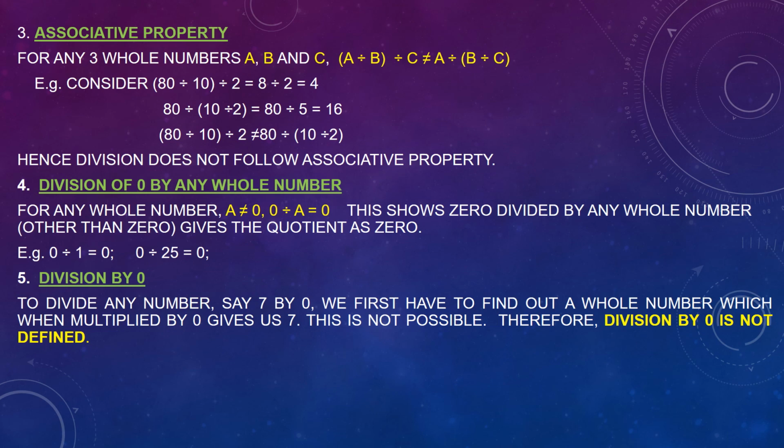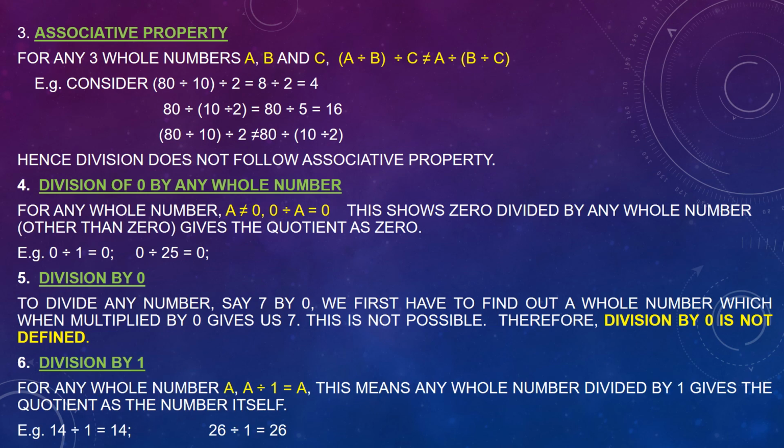Next property, division by 1. For any whole number a, a divide 1 is equal to a. This means any whole number divided by 1 gives the quotient as the number itself. 14 divided by 1 is equal to 14. 26 divided by 1 is equal to 26.